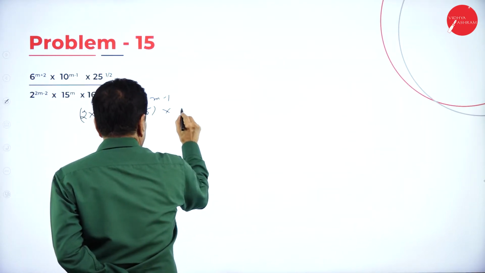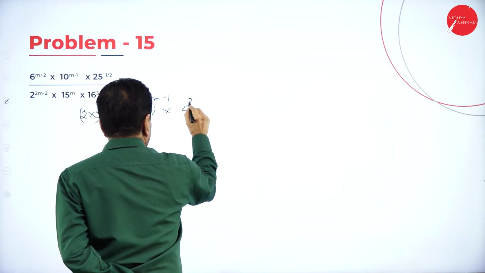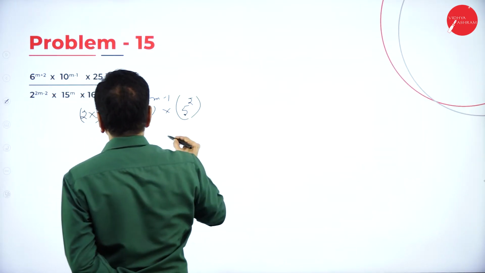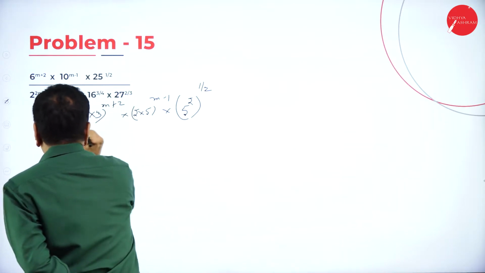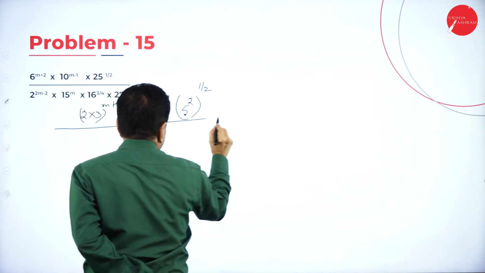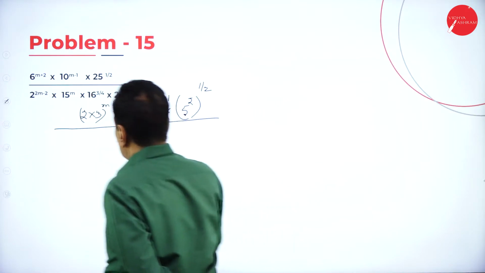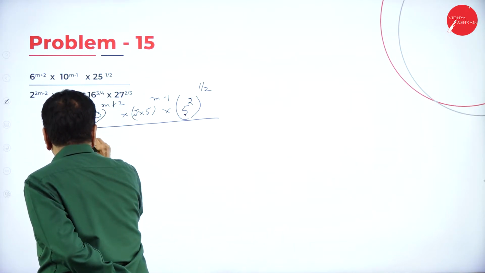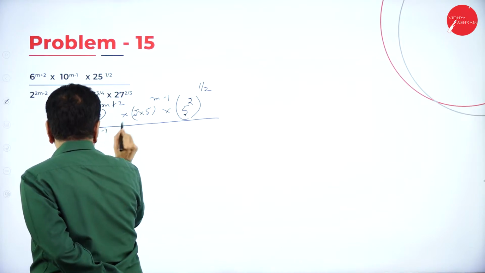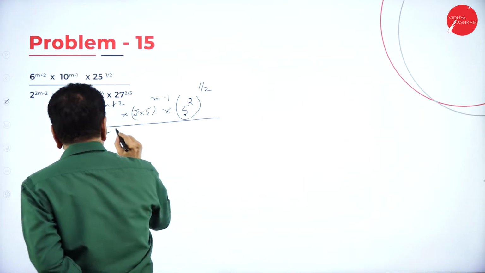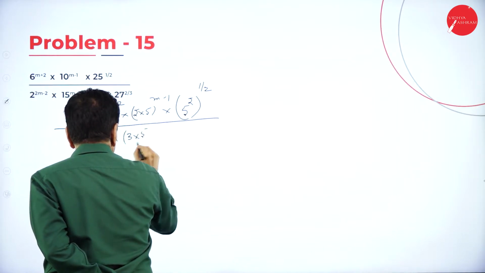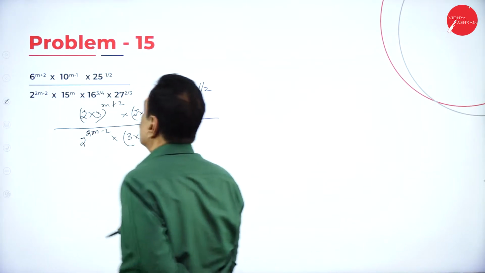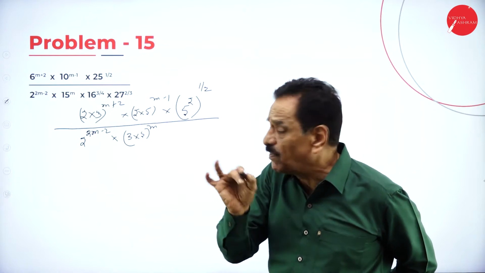25 can be written as 5 square to the power of half, divided by 2 to the power of 2m minus 2. 15 can be written as 3 into 5 to the power of m. Make it simply into 2 and 3 form.